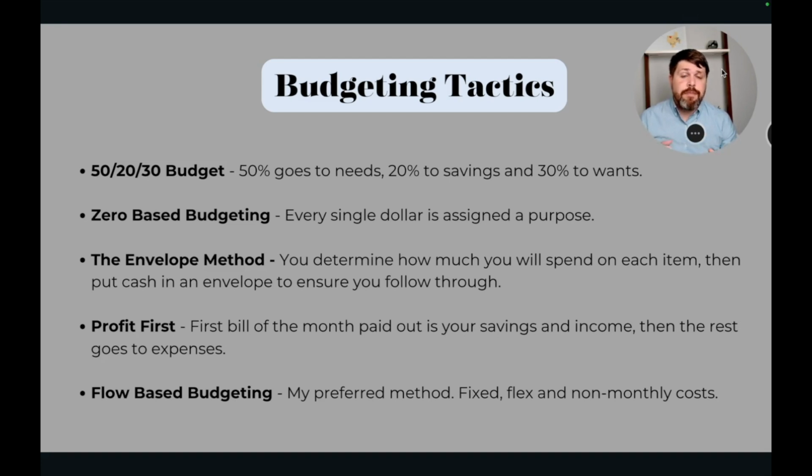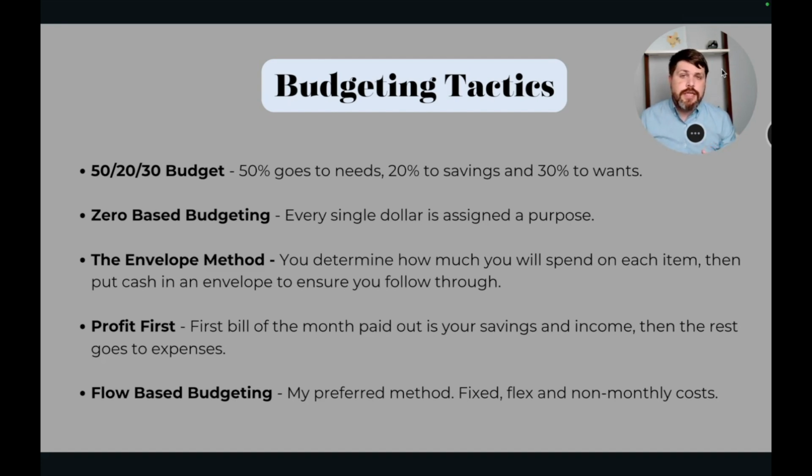And so every paycheck we have a certain amount flowing to the fixed cost, a certain amount flowing to the non-monthly cost, and whatever is left is the flex cost, or essentially the variable cost. So this could be needs like groceries. It could also be wants like entertainment, restaurants, those sorts of things.